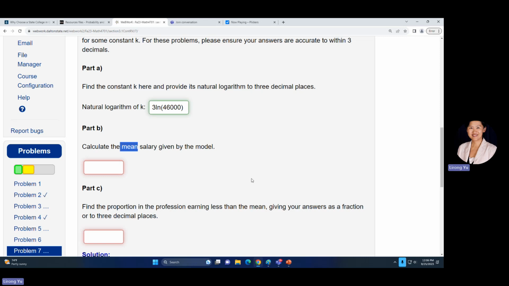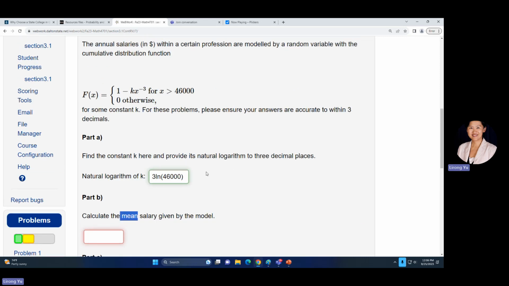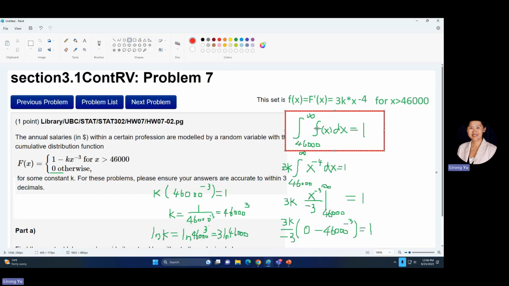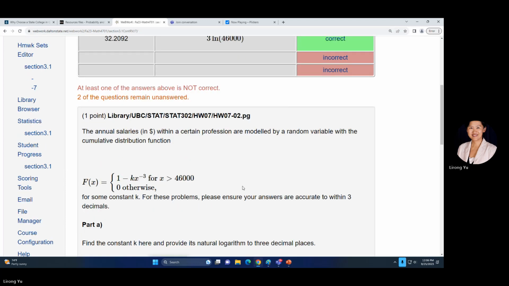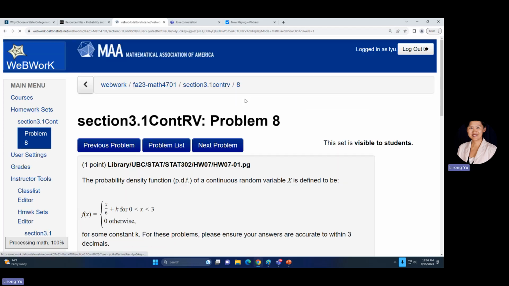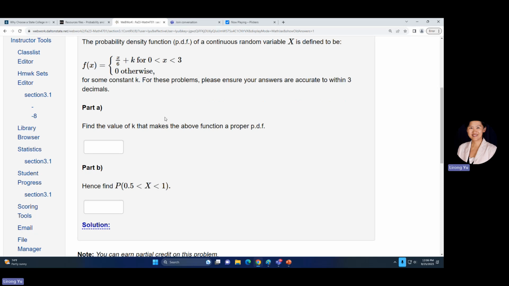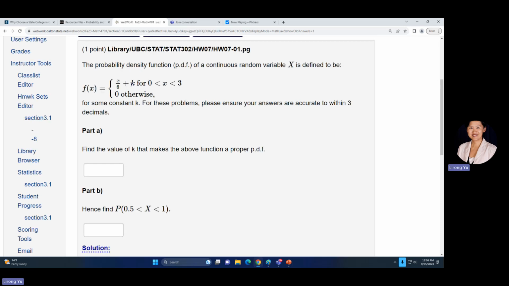If you're going to calculate the mean, you have to integrate the density function. You have a density function right here. You multiply this by x and integrate from 46,000 to infinity. It's a similar process. If you have difficulty, we'll come back to it. A similar process here, but this one has its own density. Integrate this density from 0 to 3, which equals 1. That allows you to solve for k.